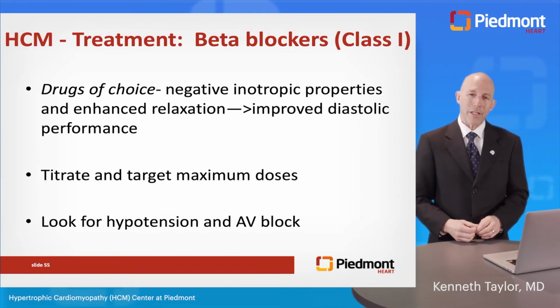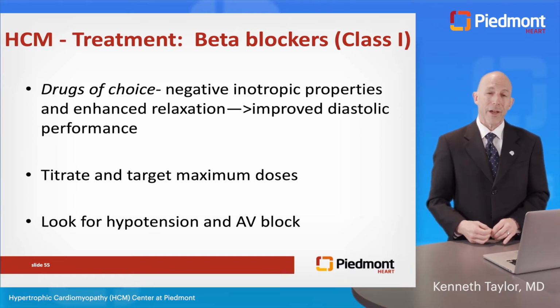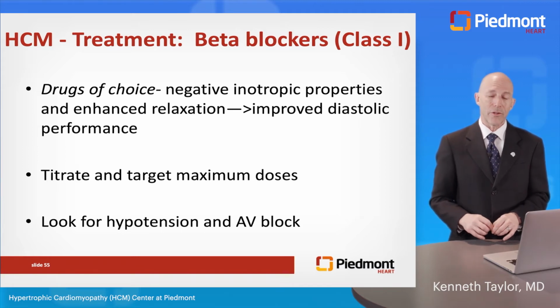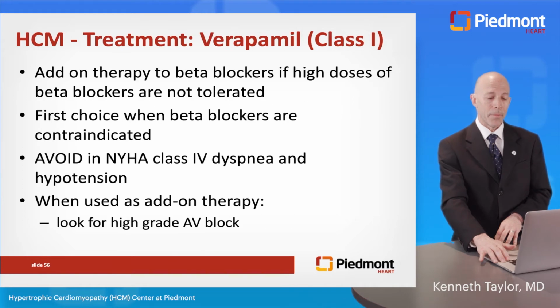As far as treatment is concerned, the first line therapy for this disorder is beta blockers. Their negative inotropic properties and enhanced relaxation are useful in the pathophysiology of this disorder. We typically titrate them to maximally tolerated doses, and a lot of times these patients, particularly the obstructive form of this disorder, require very high doses. You do have to watch out for hypotension and AV block.